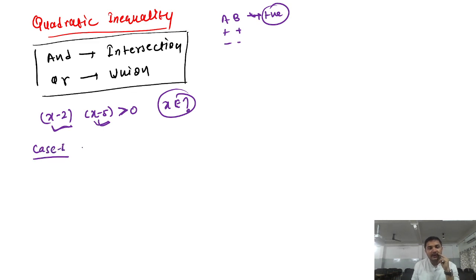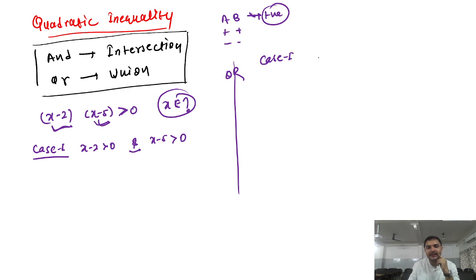So here we need to form some cases. Case 1: either x minus 2 greater than 0 and x minus 5 greater than 0, both positive, or, in between these two we have 'or', case 2: x minus 2 negative and x minus 5 negative. If both are negative or both are positive, in both cases we get the product as positive, isn't it?